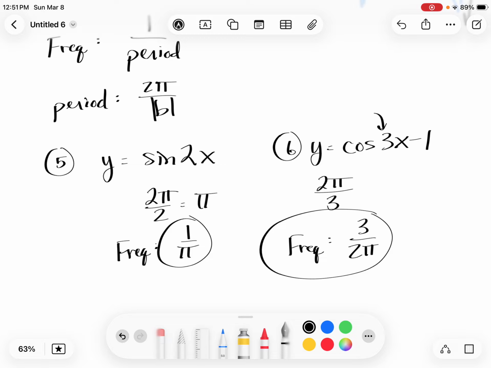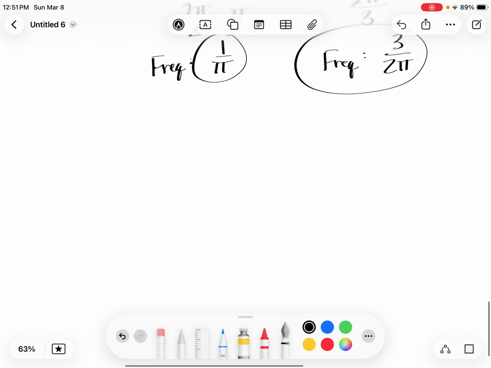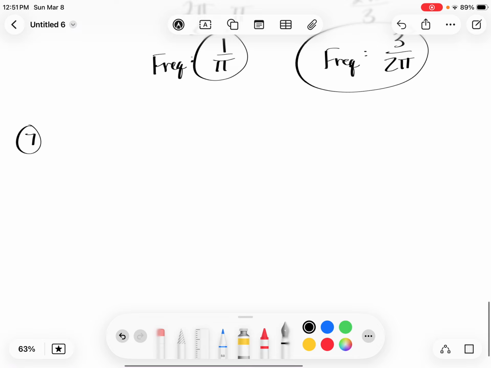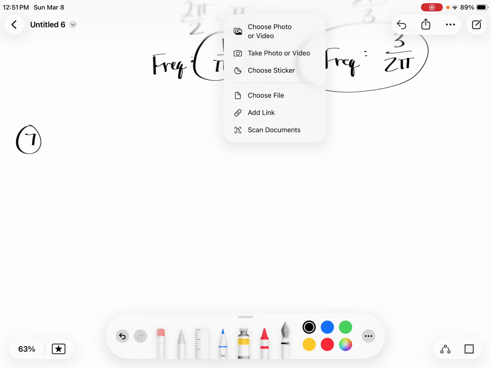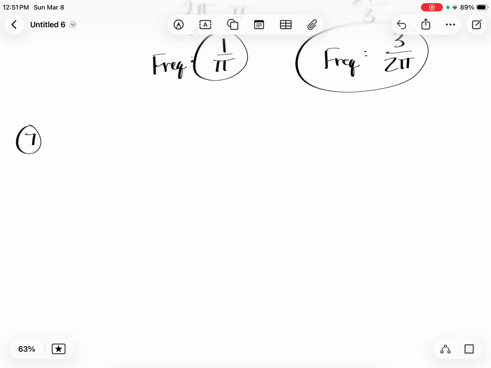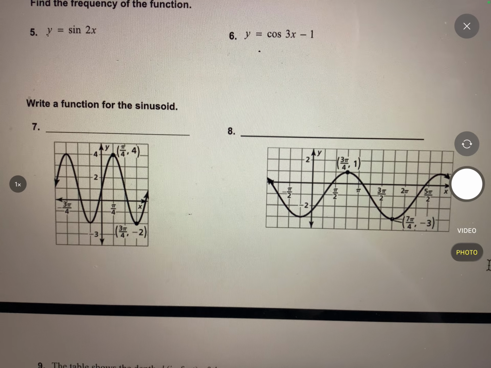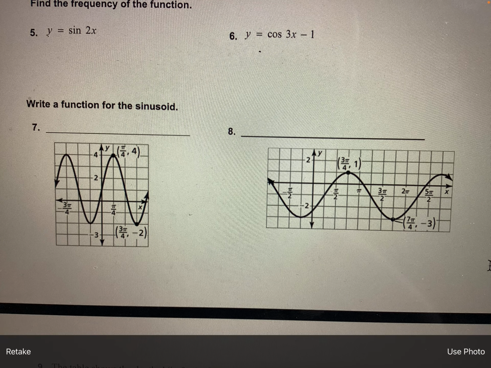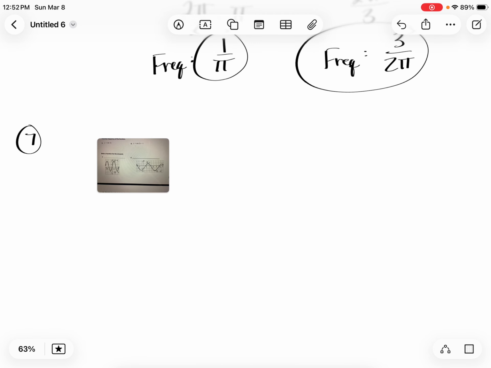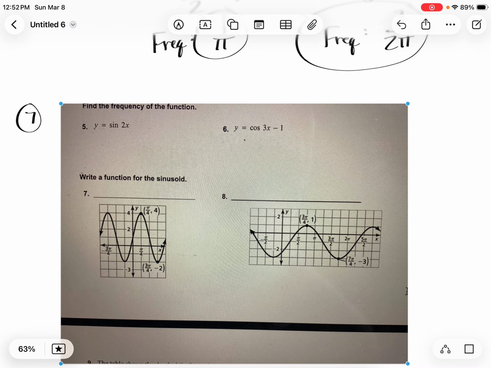Then the ones for the sinusoid for 7 and 8. See if I can take a picture of those quick off the thing. There we go. Perfect, and it didn't stop my video. I was worried about that.